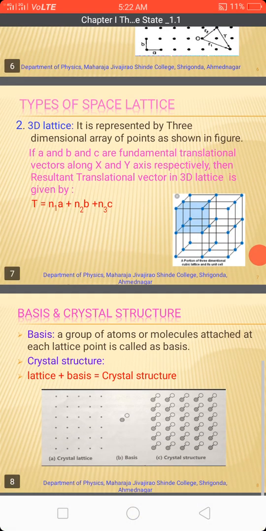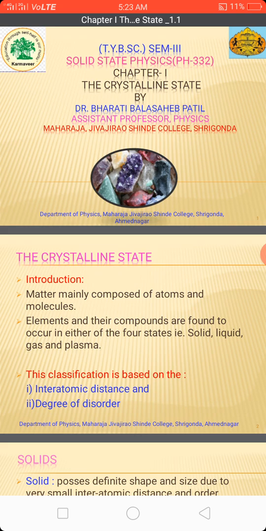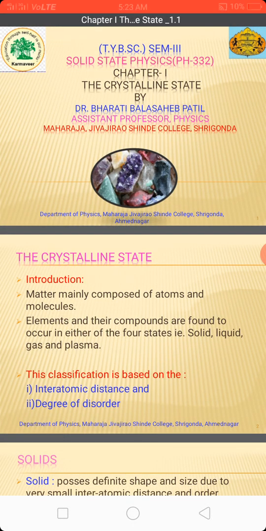So let's revise the things again. Today we have seen what is crystallography, what is matter, what are the types of matter, then what are the types of solids, what is the difference between crystalline solids and amorphous solids, what is basis, what is crystal structure.